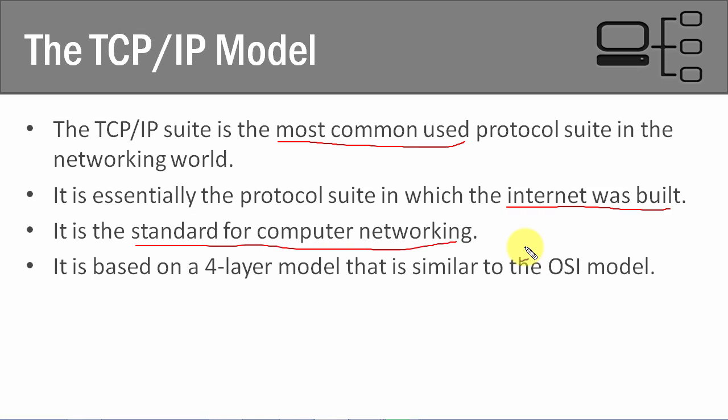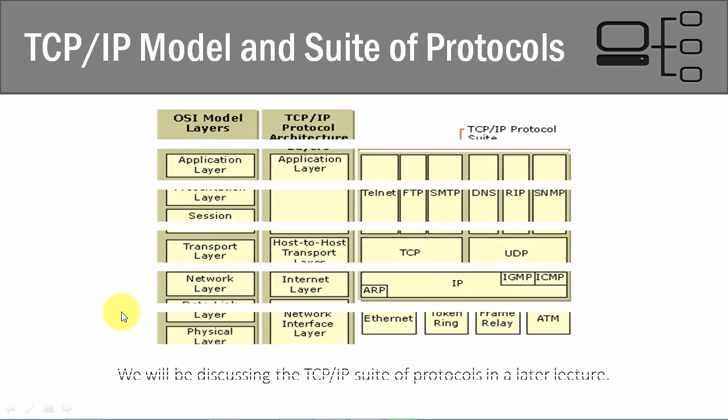It is very similar to the OSI model, and it's a 4-layer model instead of a 7-layer model, but you'll see the difference on the next slide when I talk about them. Now, in regards to the name, it's based upon two major protocols: the TCP protocol and the IP protocol. We'll talk about those in the future, so don't worry about it. Just understand that that's how it was named. So let's jump to the next slide.